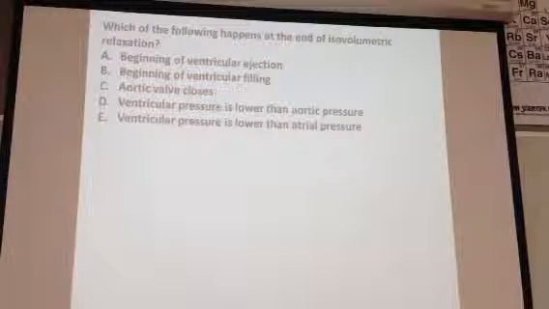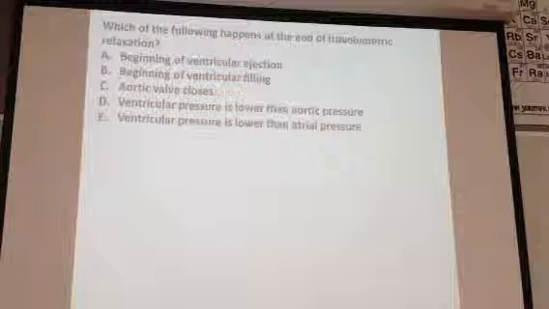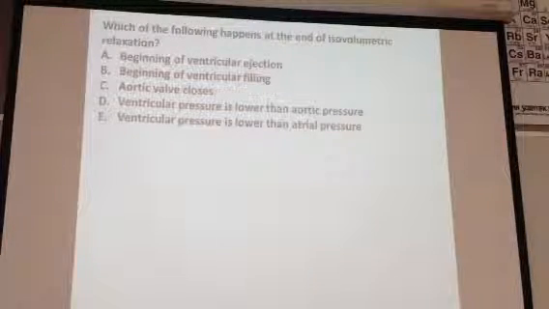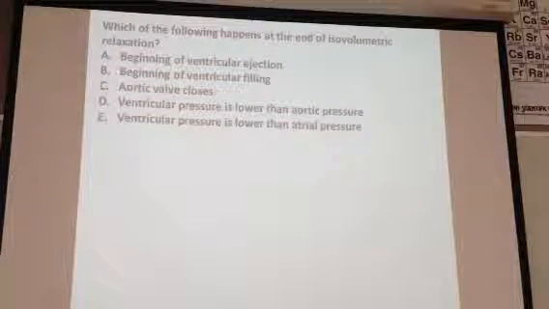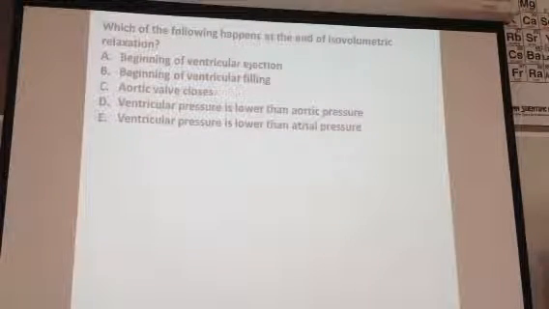All right, which of the following happens at the end of isovolumetric relaxation? So isovolumetric relaxation is a term we used when we talked about the cardiac cycle. So when the heart's relaxing. Is it C? So again, if this was on the lecture exam, you would have the diagram. But if you look at our cycle, we have ventricular pressure doing this.